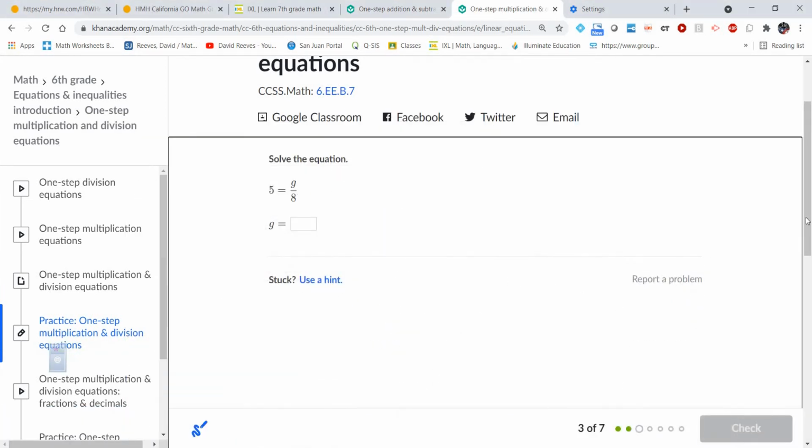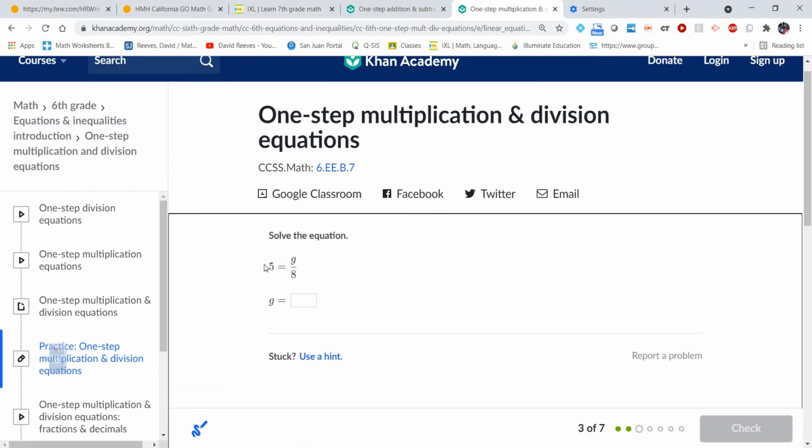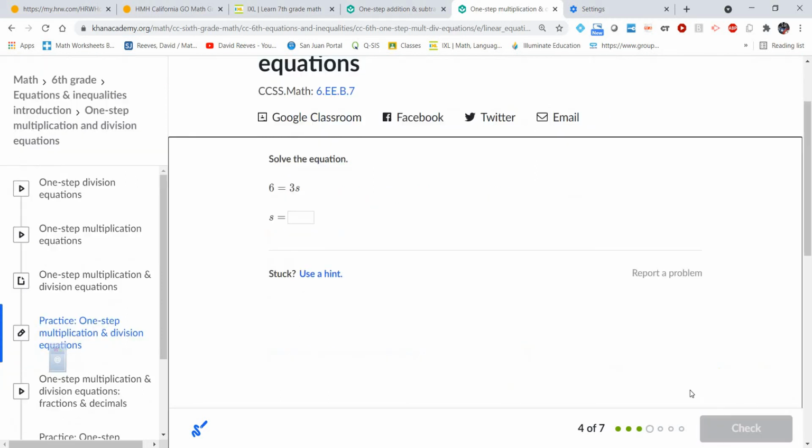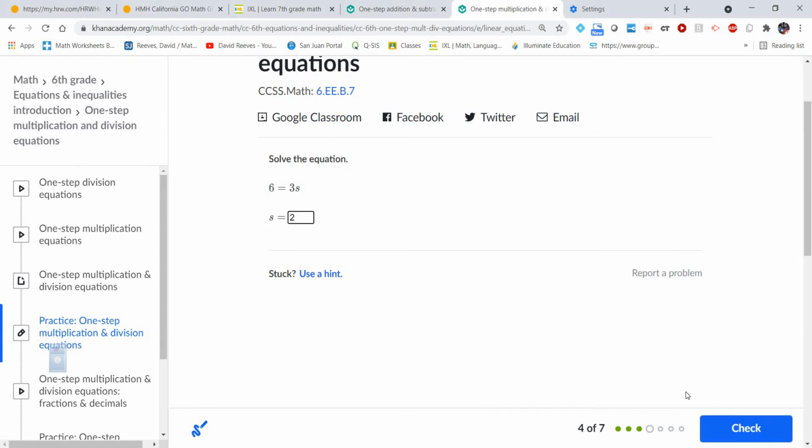Okay, so that's one-step equations. In an addition problem, you subtract. In a subtraction problem, you add. In a division problem, you multiply. And in a multiplication problem, you divide. Like this one, we would divide both sides by 3, and we would get 2. Okay?